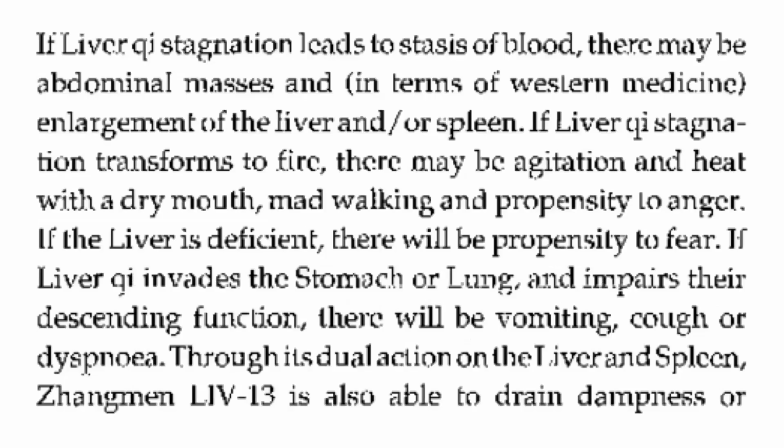If liver qi stagnation leads to stasis of blood, there may be abdominal masses, and in terms of Western medicine, enlargement of the liver and/or spleen. If liver qi stagnation transforms to fire, there may be agitation and heat with a dry mouth, mad walking, and propensity to anger. If the liver is deficient, there will be propensity to fear. If liver qi invades the stomach or lung and impairs their descending function, there will be vomiting, cough, or dyspnea.